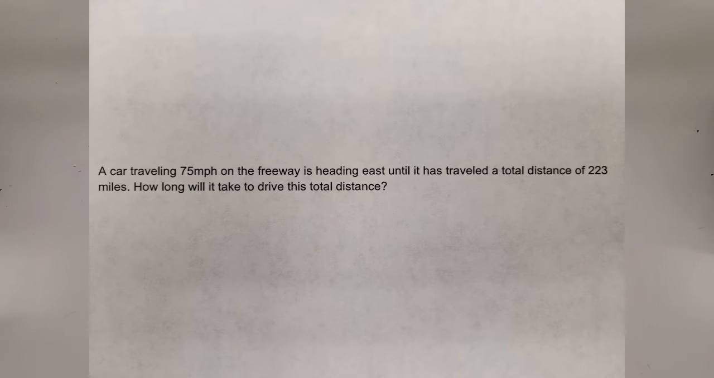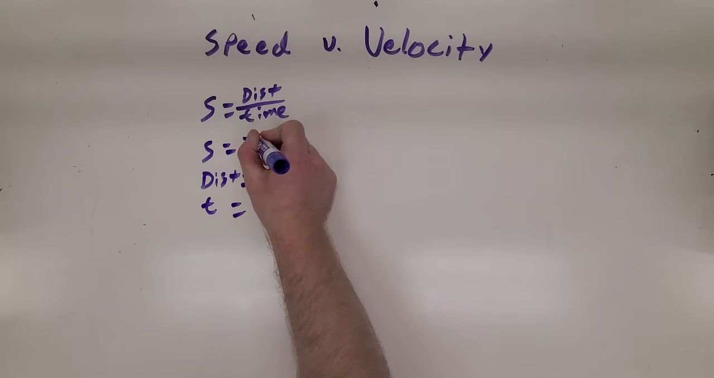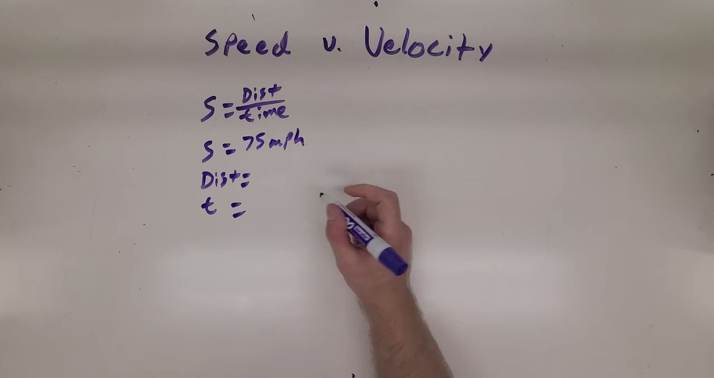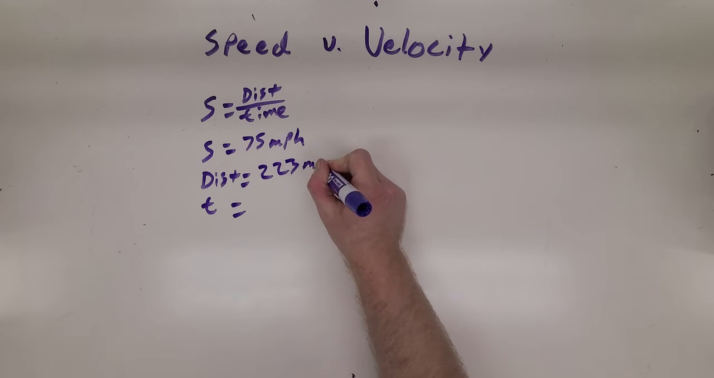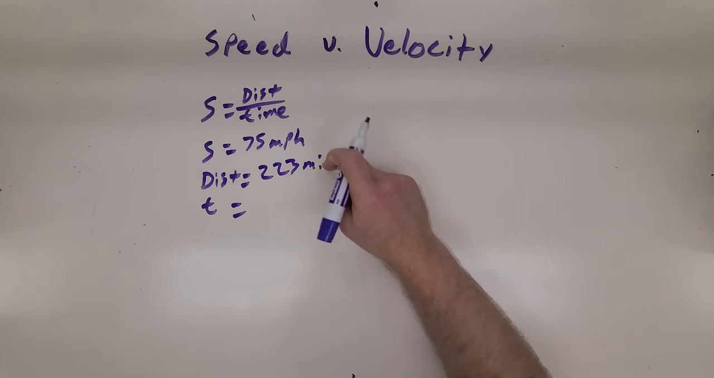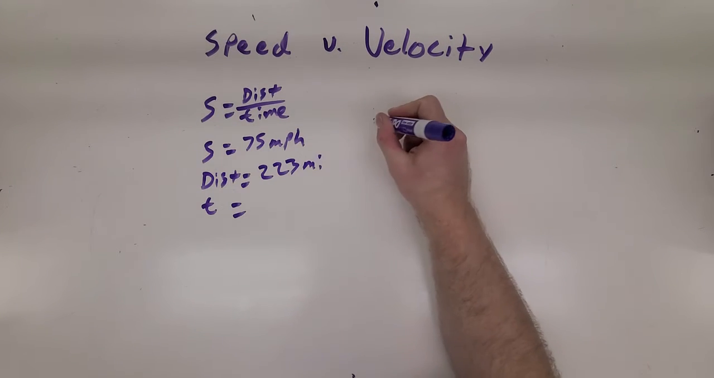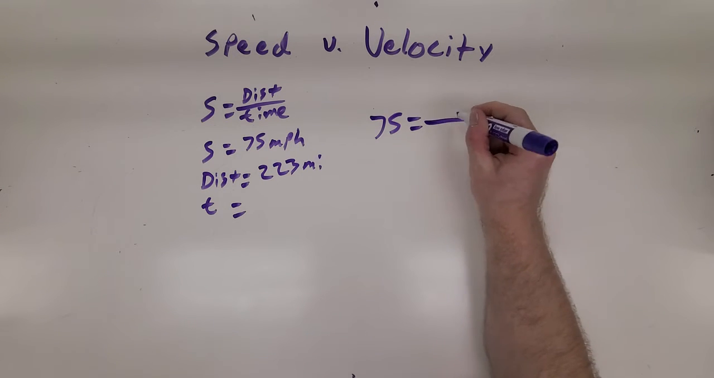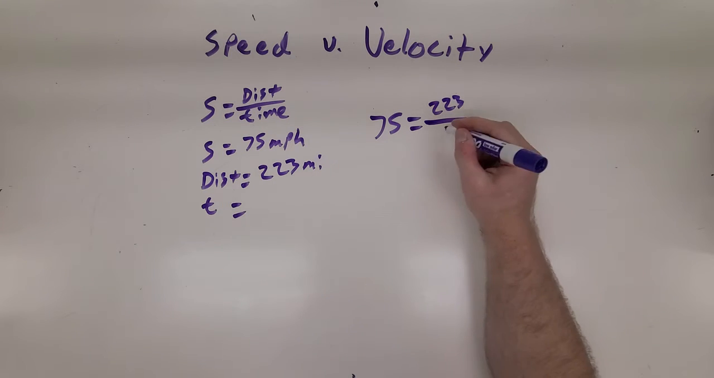So, same thing, we'll write our equation out, and its speed is 75 miles per hour. The distance it needs to travel is 223 miles, and we need to know the time, so we'll leave that blank there. Let's go ahead and plug this information into our little formula here for speed. So for the S, we'll plug in 75. For the distance, we'll plug in 223. And then for the T, we'll plug in a T.